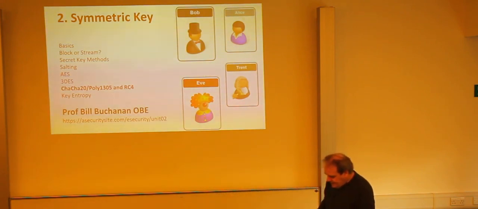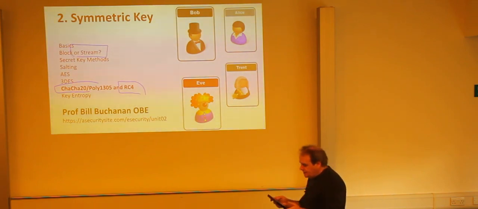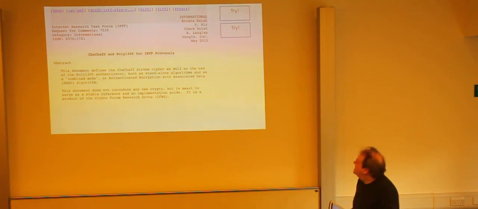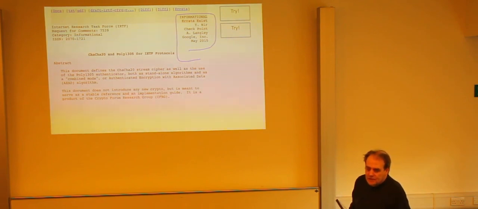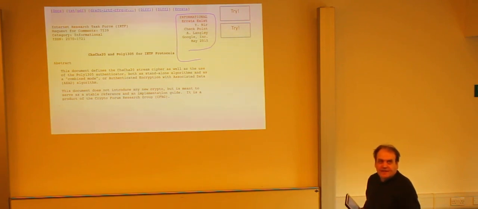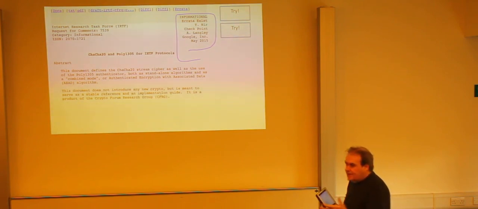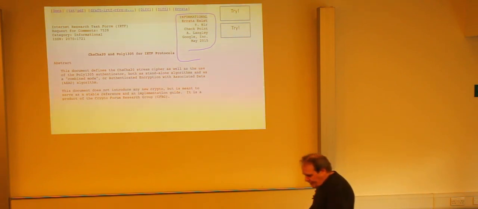So the next method that we're looking at is ChaCha20 and RC4. So these are stream ciphers. ChaCha20 was created by Google. So its main purpose was to make sure there was an alternative to AES, but also to have a cipher that allowed us to be able to run on IoT embedded devices. So the standard is there.